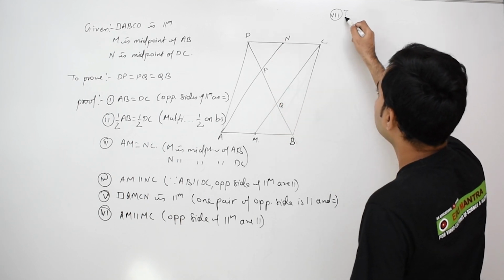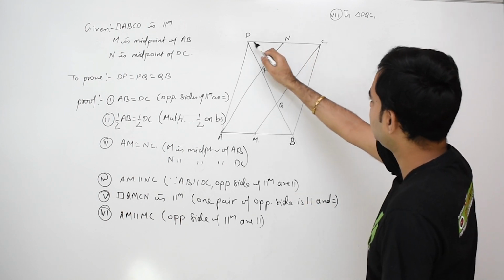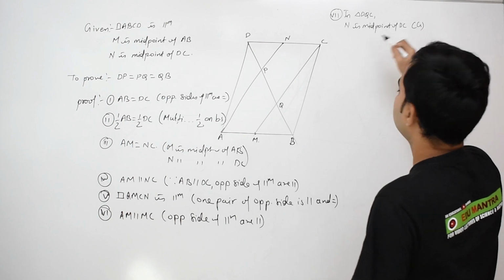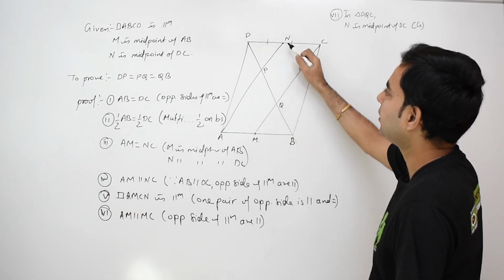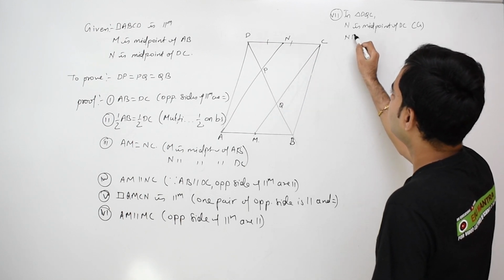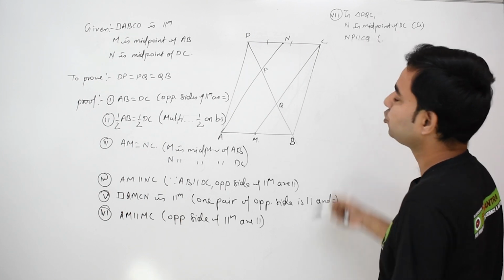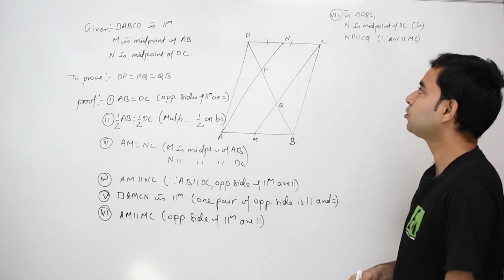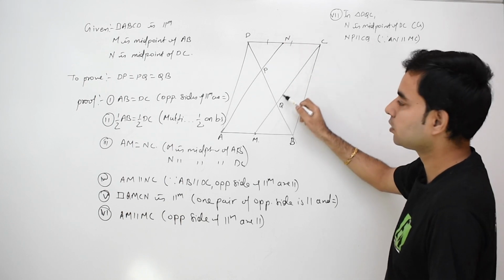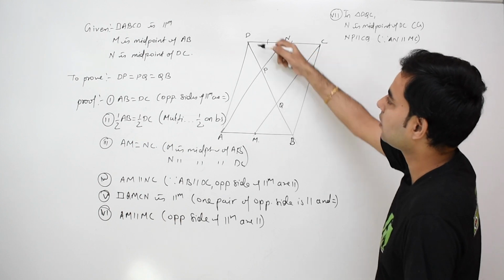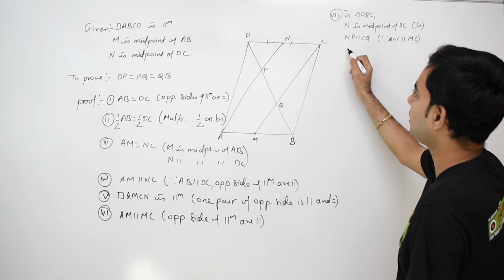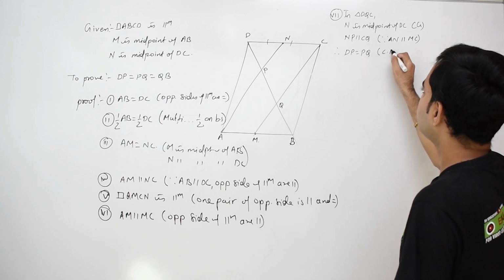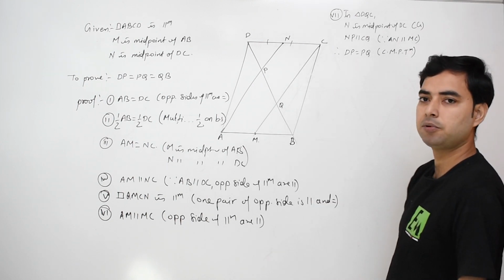सेवेंथ पॉइंट में, in triangle DQC, N is midpoint of DC. This is what given. NDC का midpoint है and NP is parallel to CQ, since AN is parallel to MC. So this is a line segment starting from the midpoint of the one side parallel to another side, then it bisects the third side. It means that ये क्या कर रहा है, थर्ड साइड इसका एक DQ है उसको बाइसेक्ट कर रहा है, मतलब टू इक्वल पार्ट्स में डिवाइड कर रहा है. Therefore DP is equal to PQ by converse of midpoint theorem.